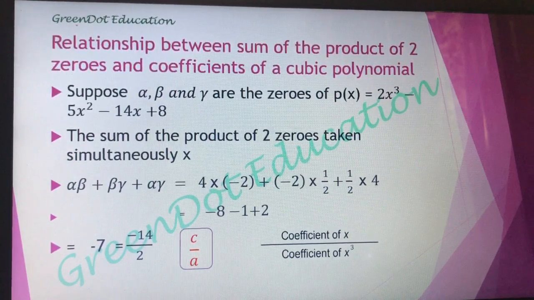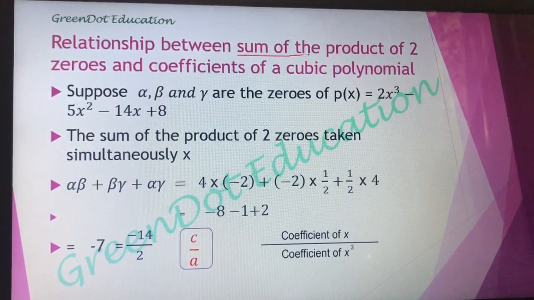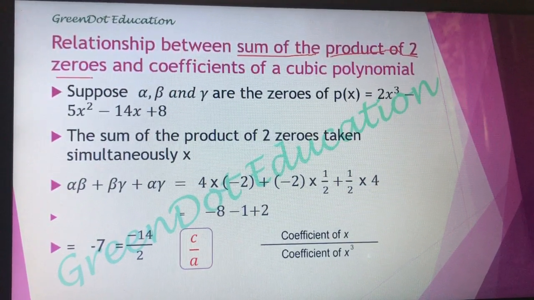Here please remember this term, that is the sum of the products of two zeros taken simultaneously, and the coefficients. Here we take the product, but only two zeros are multiplied together and then they are added together. So this way this relationship exists between them.